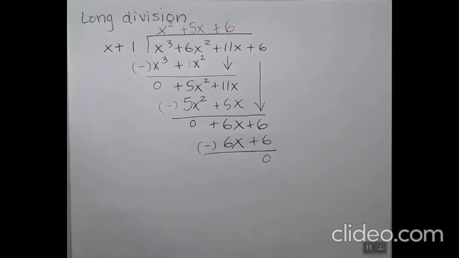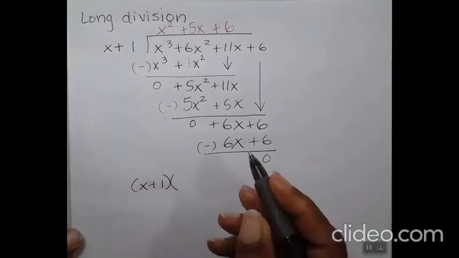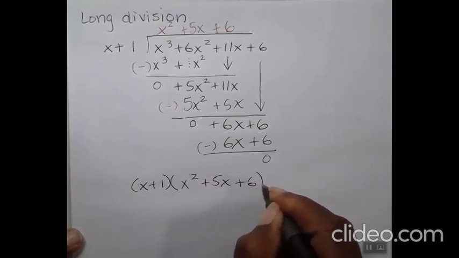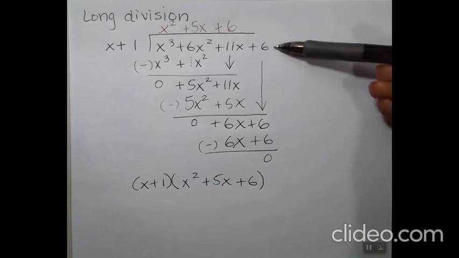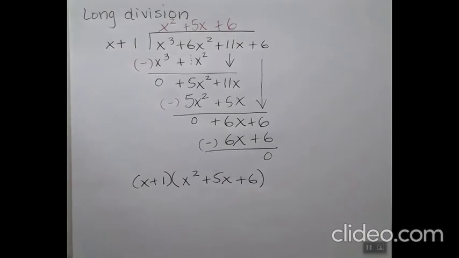So we have that x plus 1 times x squared plus 5x plus 6 equals this cubic that we had up at the beginning. Now what we need to do is factor this trinomial, this polynomial. We need to factor this.